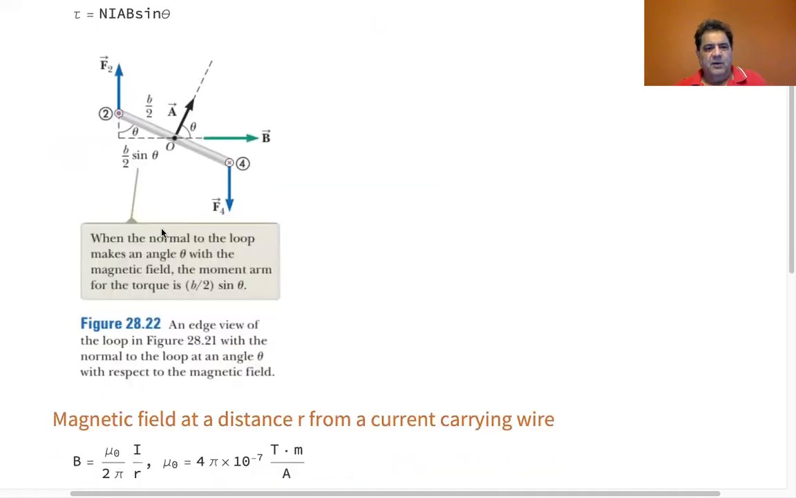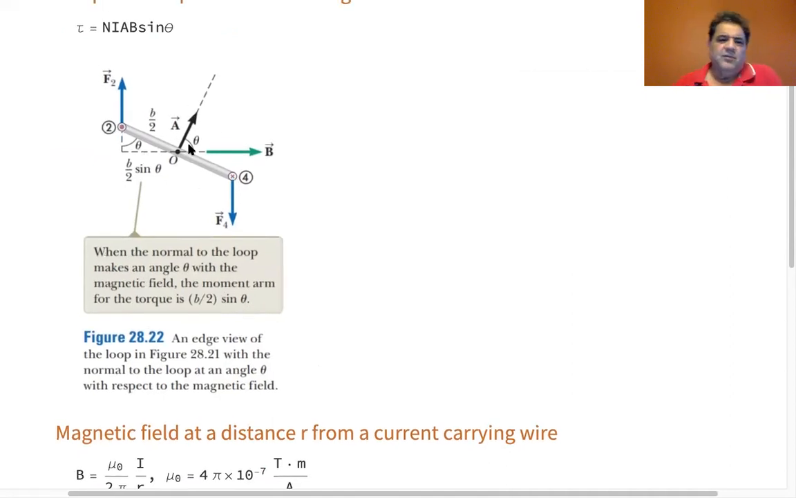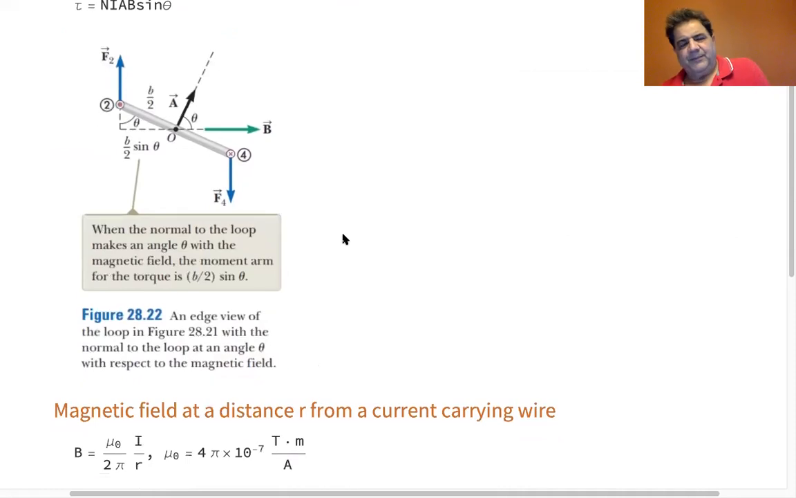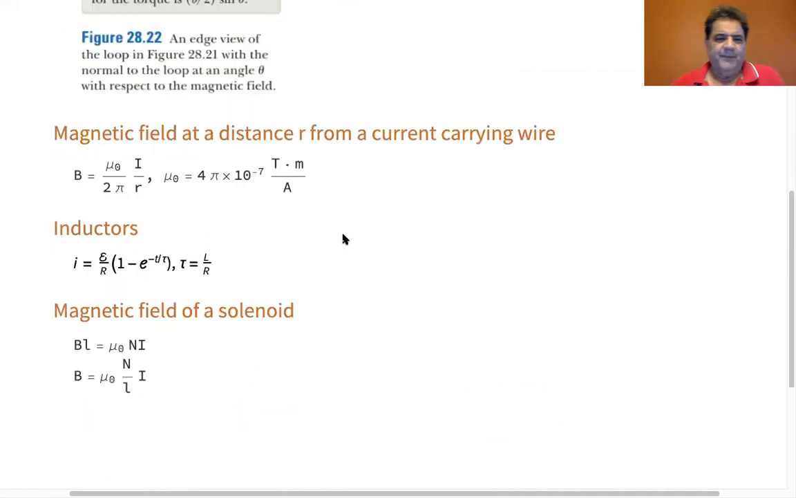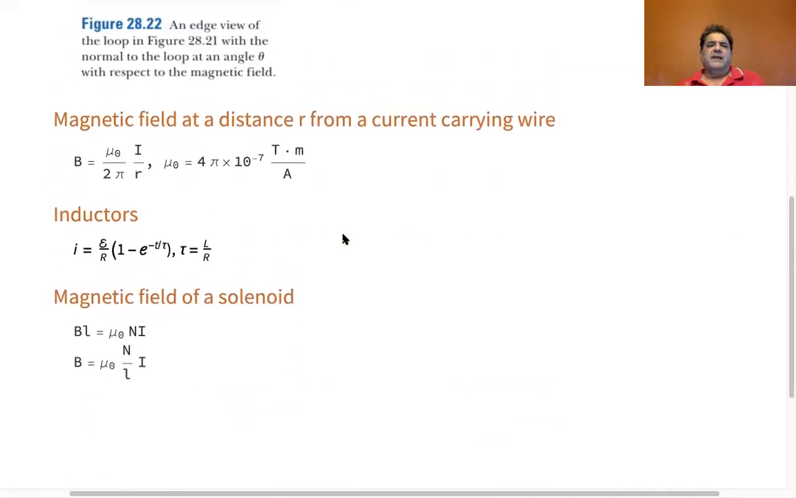And when the normal to the loop makes an angle theta with the magnetic field, the moment arm for the torque is b over 2, b divided by 2 sine theta. Just remember that you need to use the normal there. Okay, the magnetic field at a distance r from a current carrying wire.